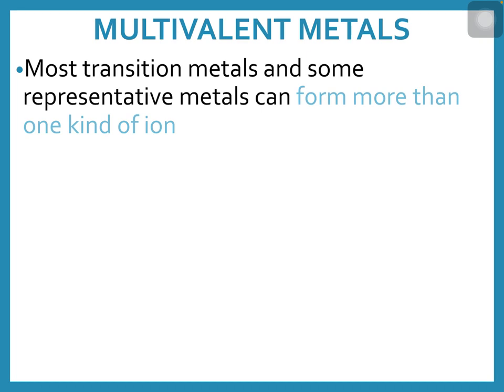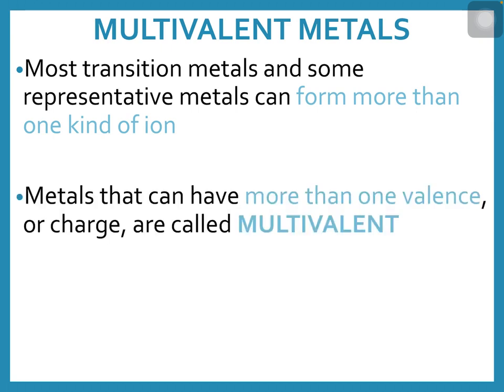The reason this happens is because the amount of energy it takes to fill electron shells can be different, and we'll take a look at that in 4U Chem in more detail, but it has to do with the different types of electron shells and what those start to look like beyond the third level. So any of the metals that can have more than one valence are called multivalent.